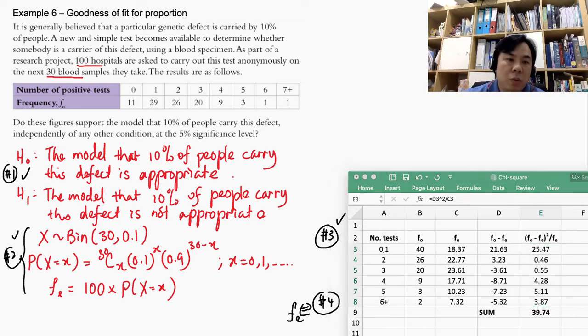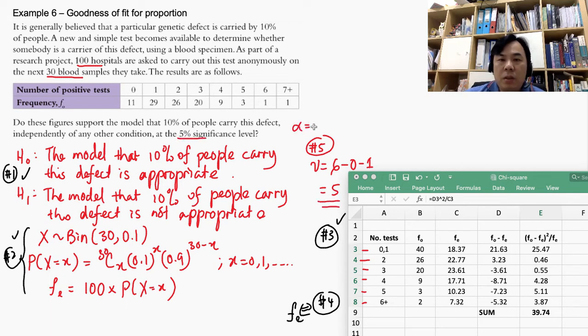Now we have to go to step number 5. Step number 5 is to check the critical chi-square. So we have to get the degree of freedom. Again, go back to your final table structure: 1, 2, 3, 4, 5, 6. So you have 6 categories. We don't have anything estimated in this case, but we do have one restriction. So therefore, your degree of freedom is 5. The alpha or the significance level is 5%.